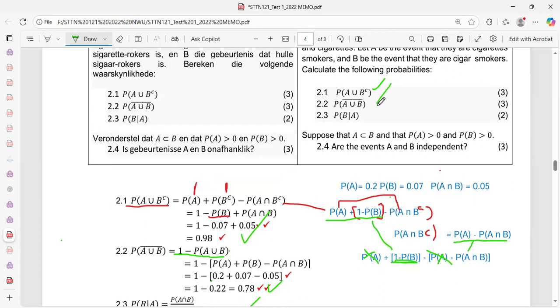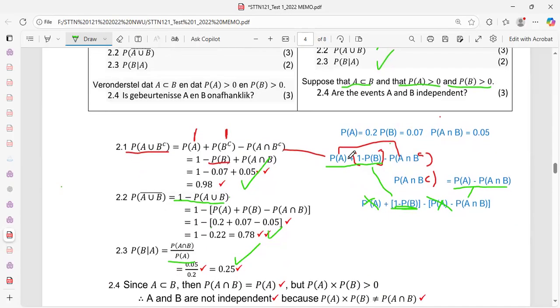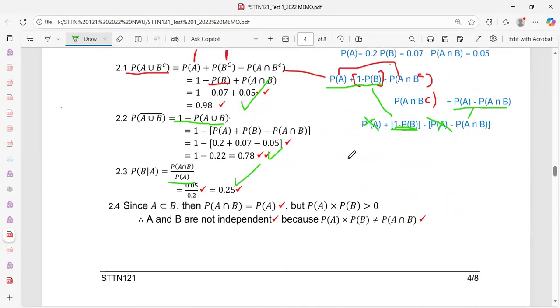Now, okay, 2.1, 2.2, then 2.3. Now suppose that A is a subset of B, and that probability of A is greater than 0 and probability of B is greater than 0. Are the events A and B independent? Guys, how do you prove that events A and B are independent? I think I've explained it on part 2.